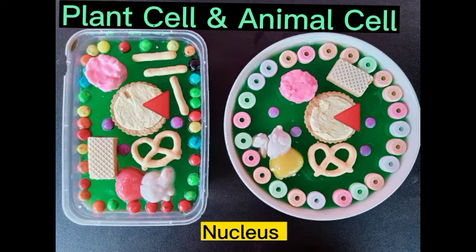The nucleus, the control center for cell activities, contains genetic information in chromosomes of the DNA that determine which traits are passed to offspring. Both plant and animal cells have the nucleus.